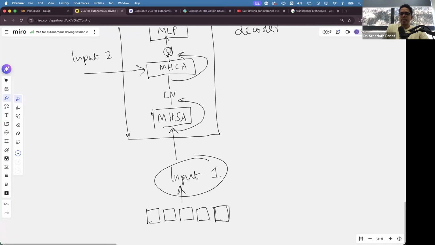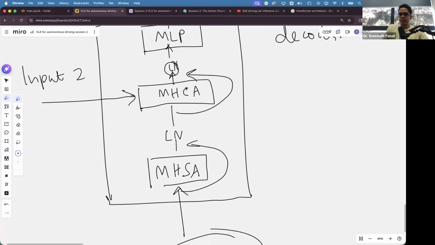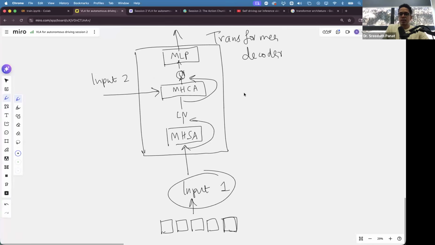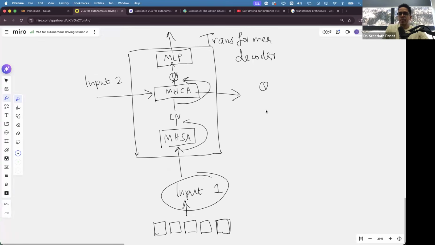Then multi-head self-attention is applied between these 5 action tokens. Then it reaches the multi-head cross-attention part. In cross-attention, first of all, let me ask you: where is the query coming from? Where is the key coming from? Where is the value coming from in this cross-attention? And by the way, what is input 2, and what is the query, key, value in this cross-attention?